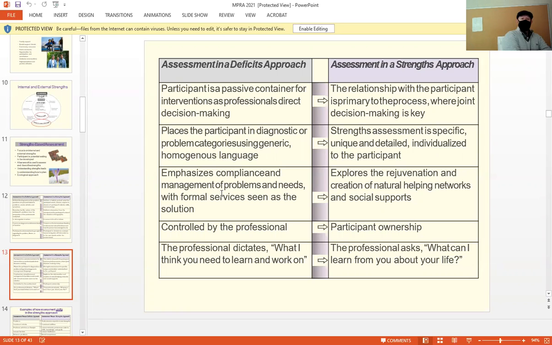Deficits approach emphasizes compliance and management of problems and needs with formal services seen as a solution. Compliance. You're going to do what I say. Is that what you think of, like with compliance? That's what I think of when I read that word. It's saying, this is what I think you should do. Let me see you do it. Comply with what I tell you.